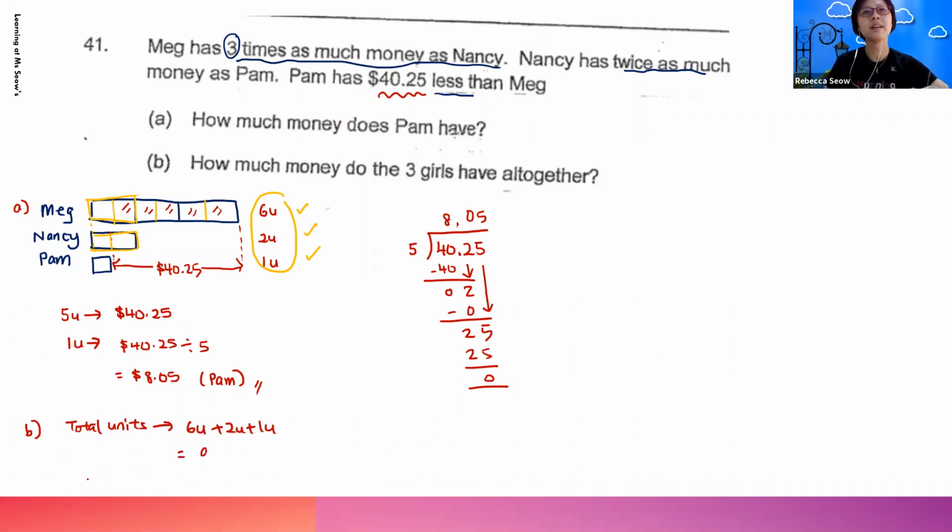So from here we have 9 units, and the total amount of money will be 9 times $8.05. So 9 times $8.05 you will get $72.45. I hope you managed to get this as well.